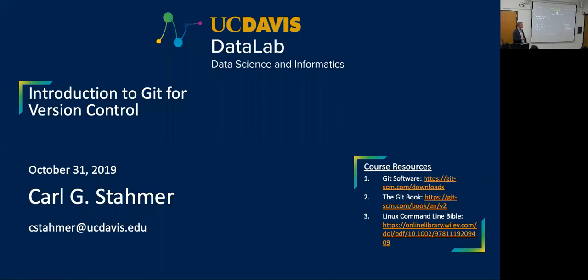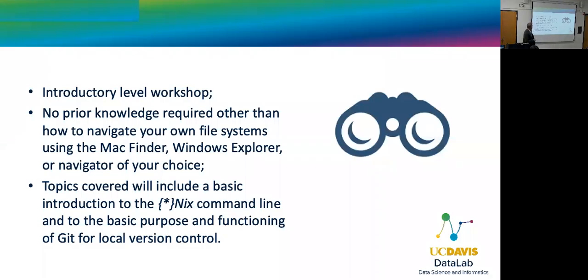This course is an introduction to Git for version control. It is very much an introduction, so it's an introductory level workshop. The assumption is you have no prior knowledge about Git, haven't used it before, so this starts at the beginning and moves up.